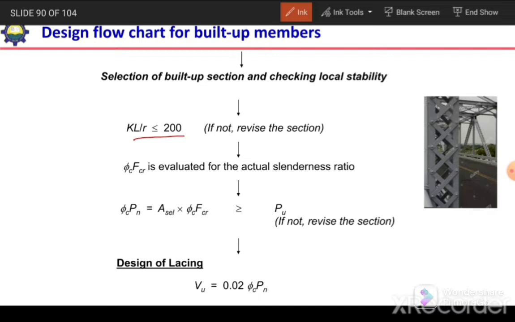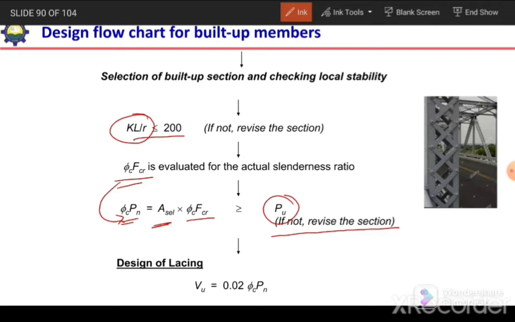After that, we need to calculate phi c Fcr based on the critical or governing slenderness ratio value. After calculating phi c Fcr, we need to calculate the capacity of the section, phi c Pn, which is equal to phi c Fcr multiplied by the area of the selected section. If it is greater than Pu, then it's okay, otherwise we need to revise the section. This procedure is the same as we have discussed in the previous videos.